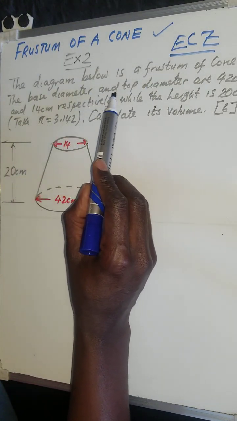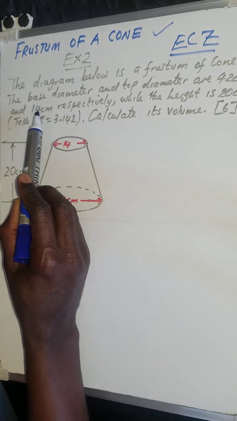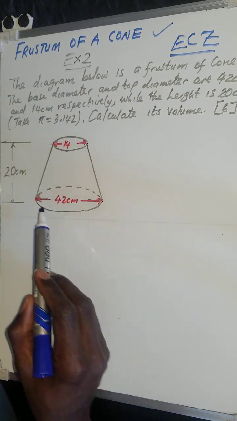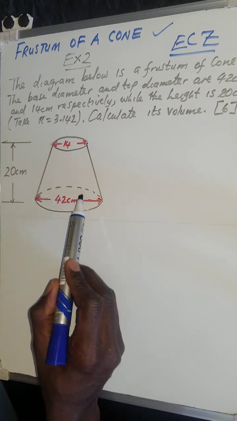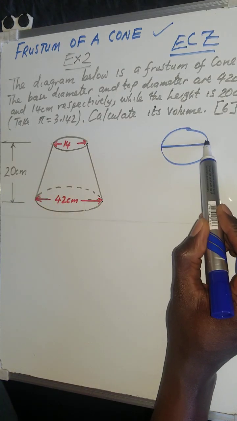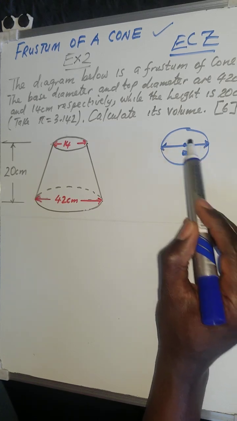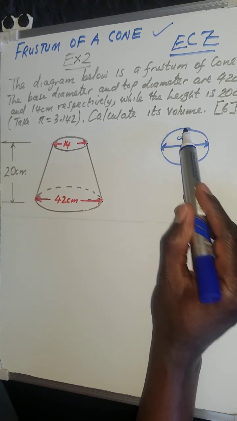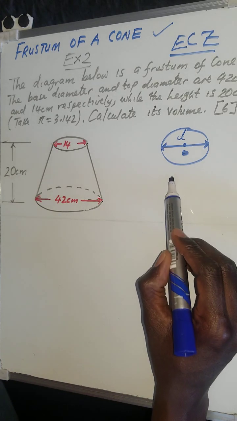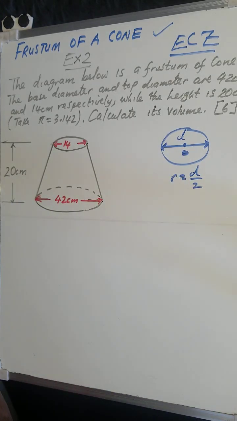The base diameter and top diameter are 42 centimeters and 14 centimeters respectively. So this time what they have given you are the diameters. Remember, if you have a circle and I give you the distance from the one end to the other end passing through the center, that represents the diameter. So how do you get the radius? The radius is the diameter, you divide it by 2.